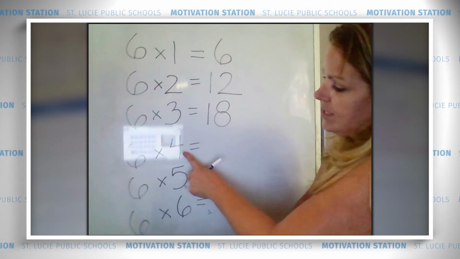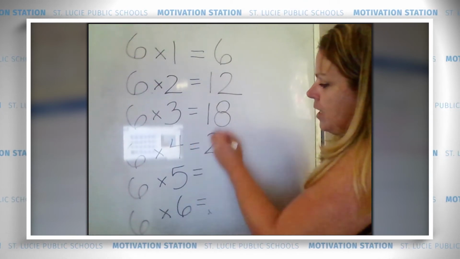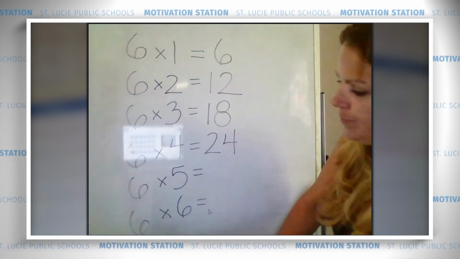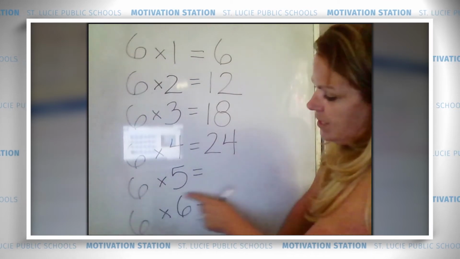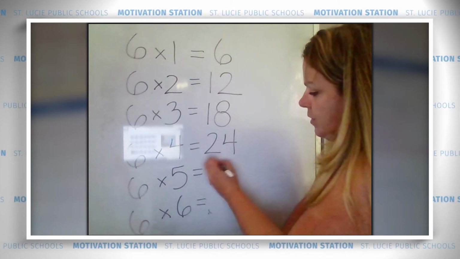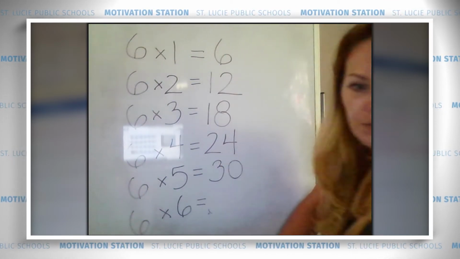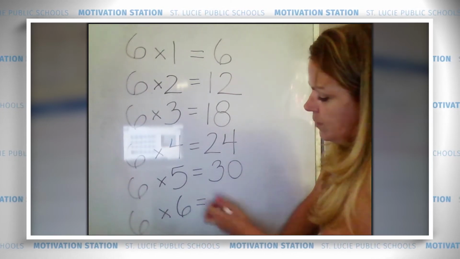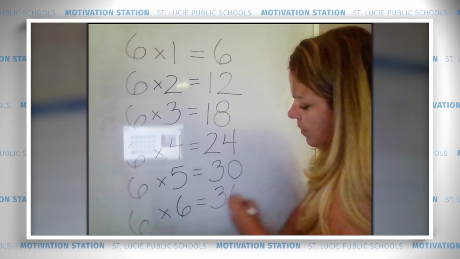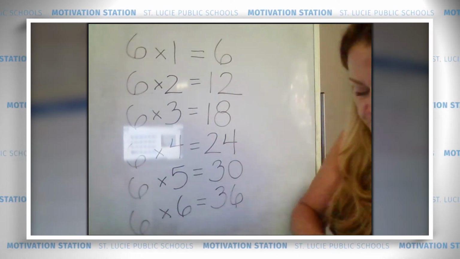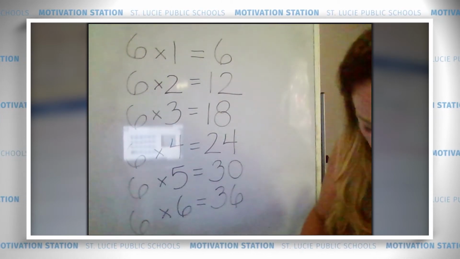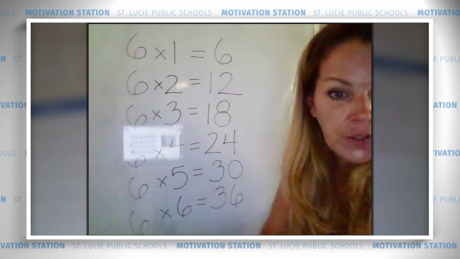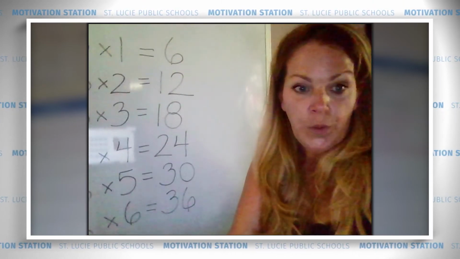Factor of 6 times a factor of 4 would give me a product of 24. A factor of 6 times a factor of 5 would give me a product of 30. A factor of 6 times a factor of 6 would give me a product of 36. All right, so you should have all of page 28 filled out, because I just did that with you.